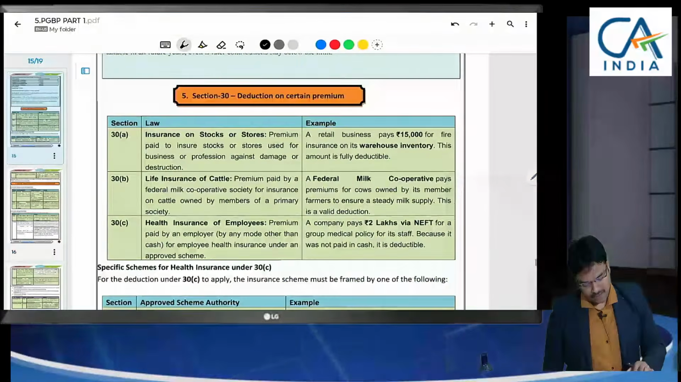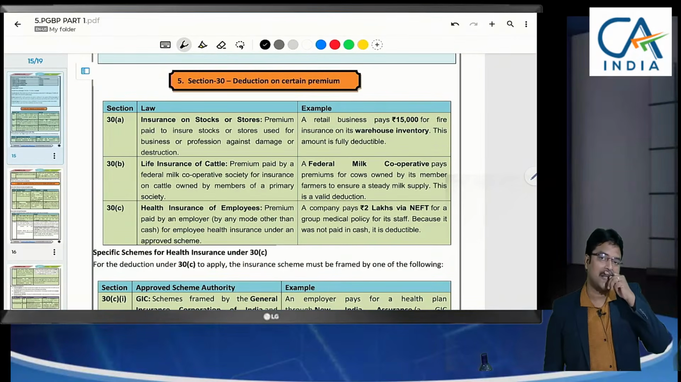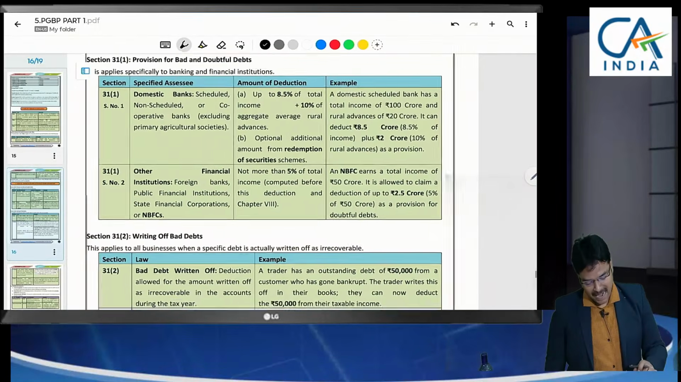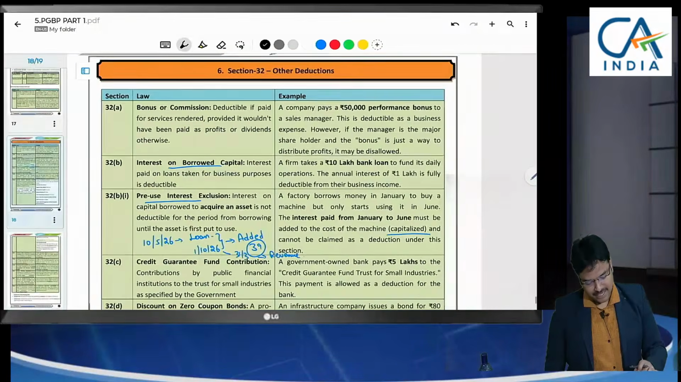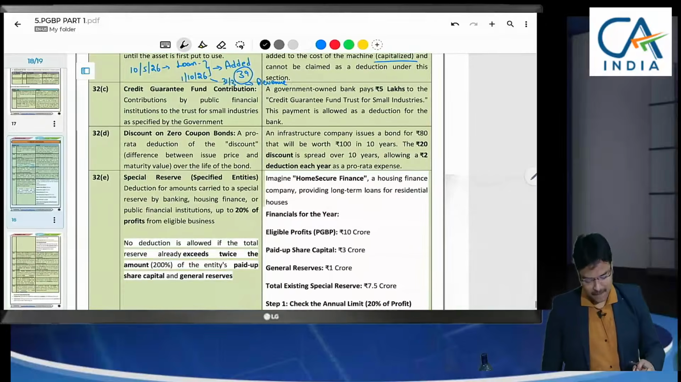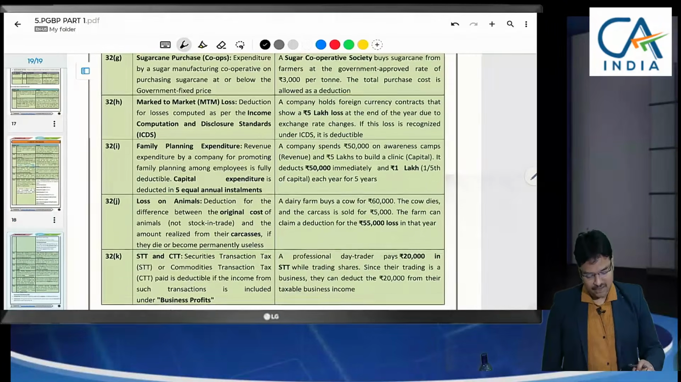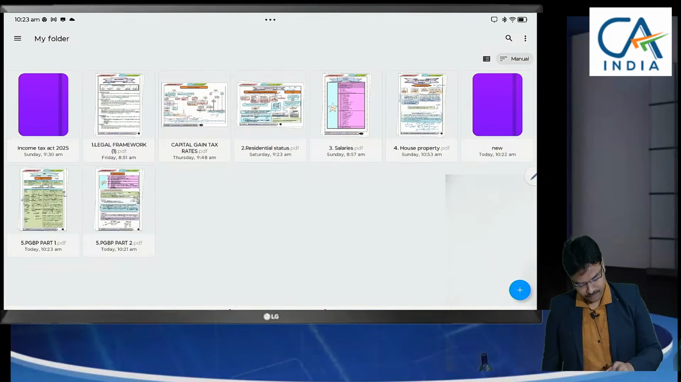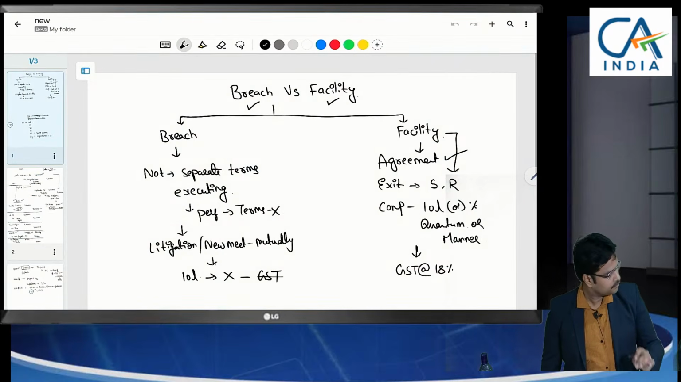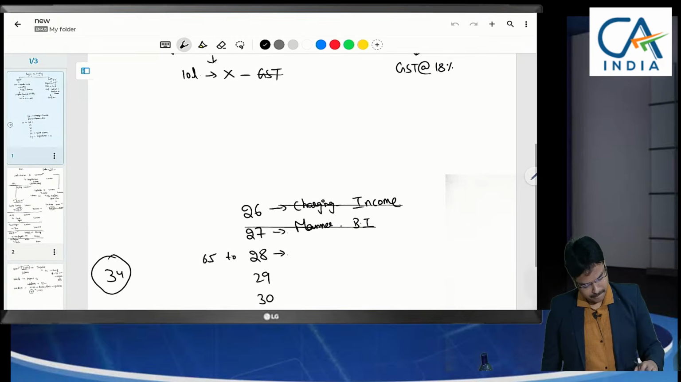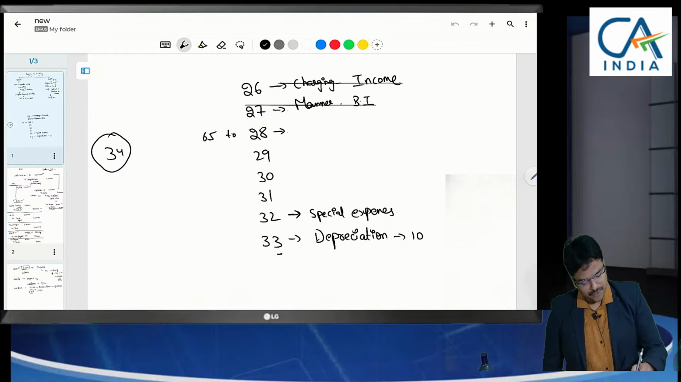After 29, section 30, which deals exclusively with insurance premiums paid. 31, bad and doubtful debts exclusively. 32, some special deductions like bonus or commission, interest on borrowed capital. These are all things we have discussed, special expenses. So section 28, what did we discuss in section 28?